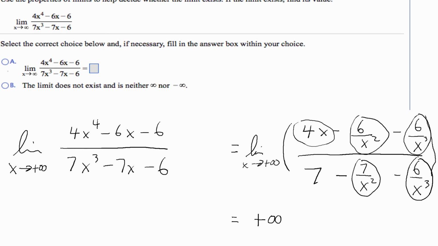Now, let me change this problem up a little bit. Had we wondered what was happening if we were approaching negative infinity, everything else would have been fine, but the only difference would have been right here in the 4 times x. That would have been approaching negative infinity, in which case this would approach negative infinity. Okay, well, I hope this helps you out.